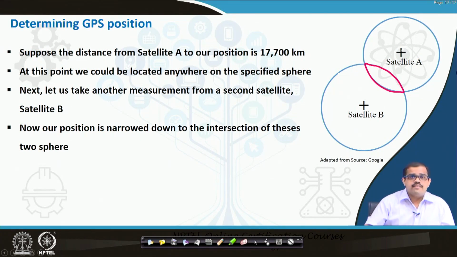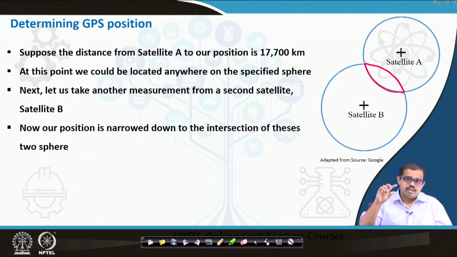Now, if I have the second satellite, let us say we have a satellite B. With both of these satellites, it narrows down to the position here. So, somewhere in between both of these positions the user is located, which means it is narrowing down to only that particular location.